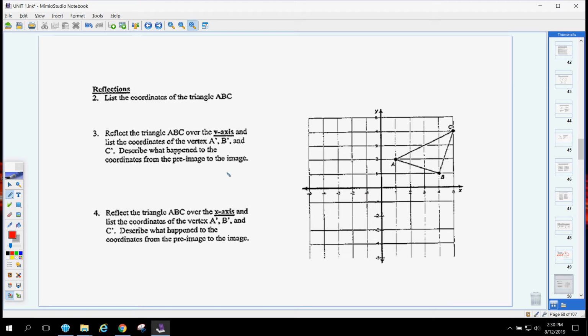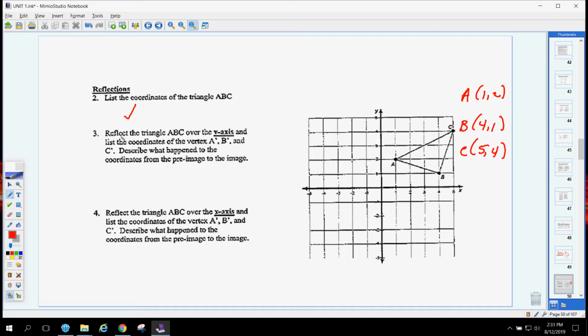Problem 2. List coordinates of triangle ABC. Well, coordinate A is over 1 up 2. So it's 1, 2. Coordinate B is over 4 up 1, and coordinate C is over 5 and up 4. So that's listing the coordinates for A, B, and C. We've done that. Check mark.